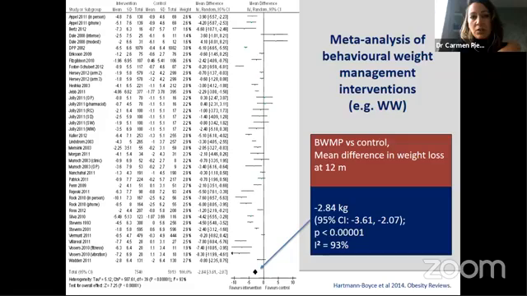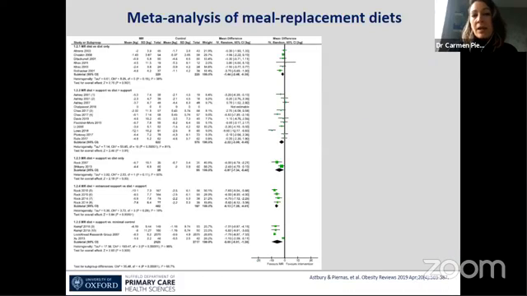There's a lot of heterogeneity in these studies, as you can see, because they achieve weight loss through many different ways. But we also conducted a meta-analysis of meal replacement diets. So this is when people diet using shakes and bars and soups, for example, and they replace a whole meal with these kinds of things.